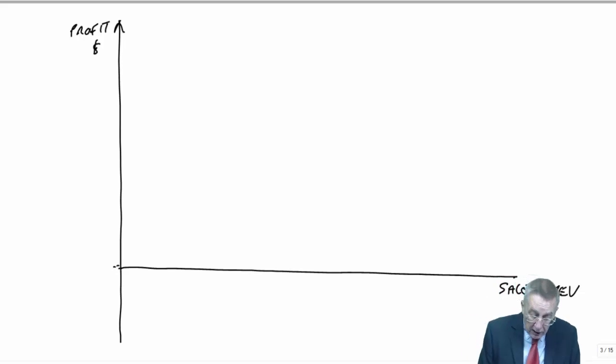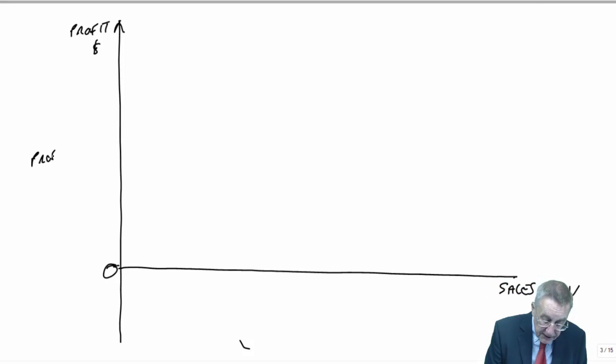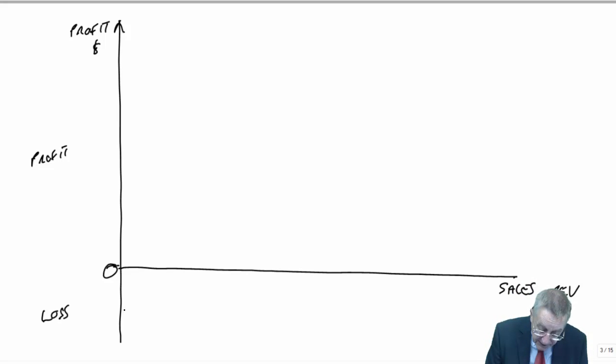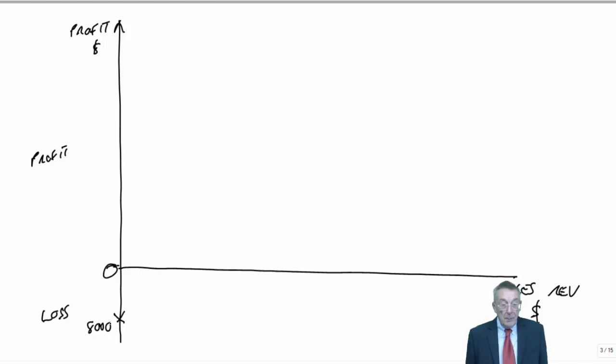Well, of course, if we sell none, sorry, here's profit and here's loss as before. If we sell no units, clearly we've no revenue, we've no contribution, but we've got the fixed costs of 8,000. So a loss of 8,000.